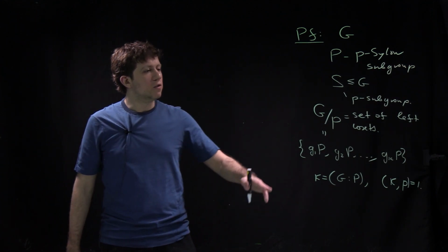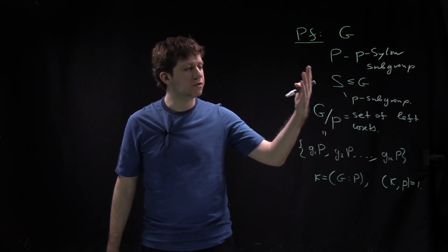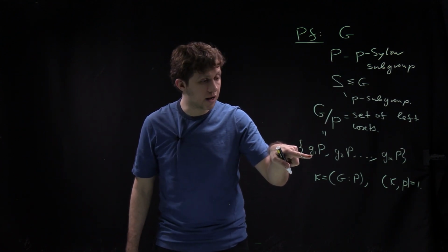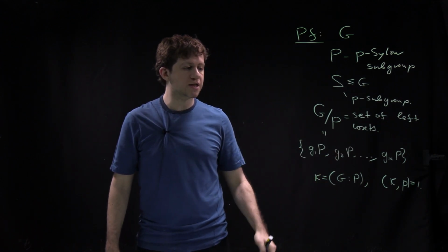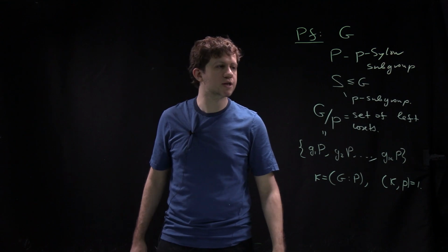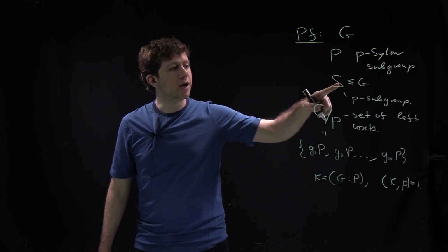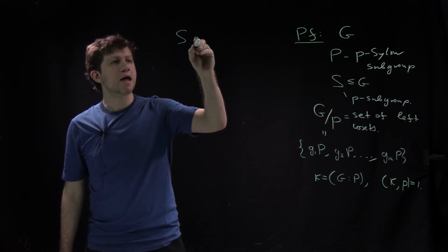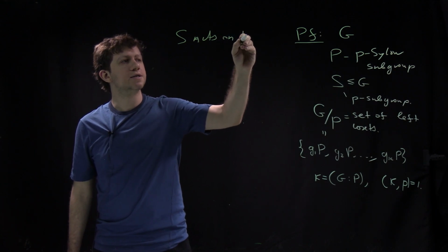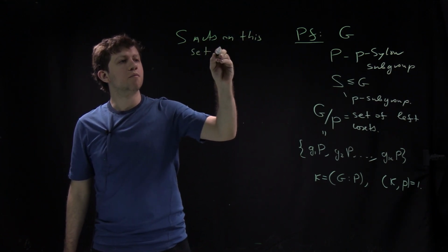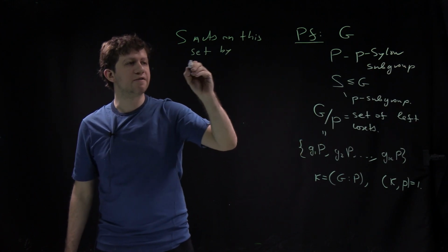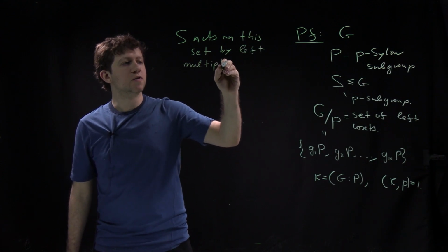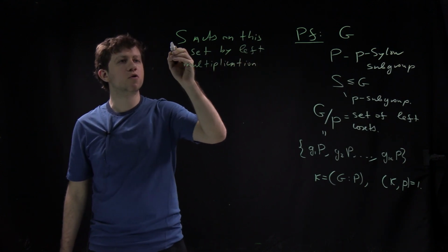So how to act on it? On a set of cosets, there is this nice action. You can just take any element of G and multiply. When you multiply from the left, a coset goes to a coset, sometimes the same, sometimes different, and that's a very interesting action. But what we'll do is multiply not by elements of G, but just by elements of S. So S acts on this set by multiplication. It's called left multiplication.